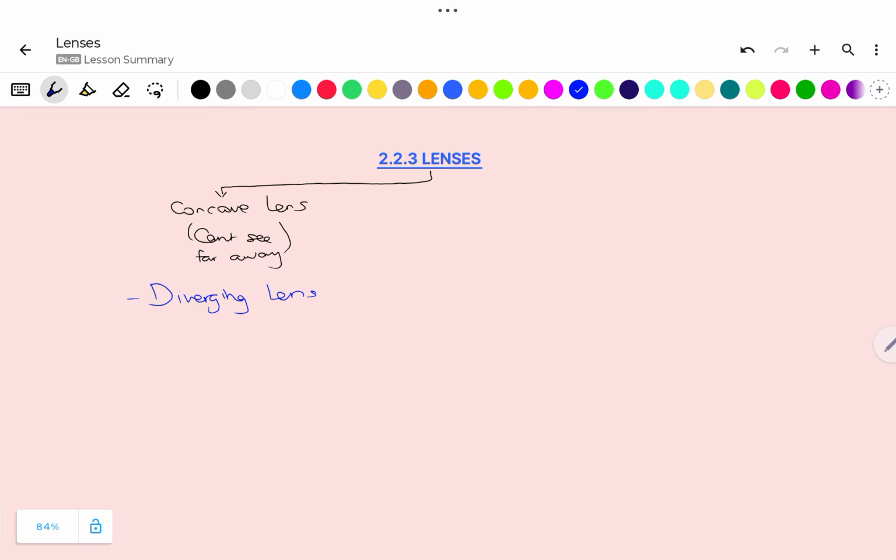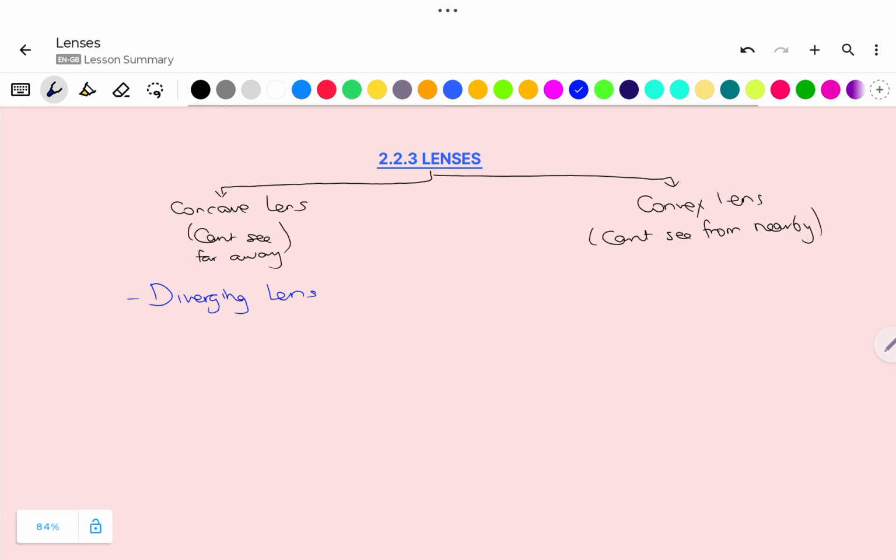Okay, the second type of lens which we have is known as a convex lens. And as you can assume, this is when you can't see from nearby. You can only see faraway objects. And this lens is known as the converging lens.